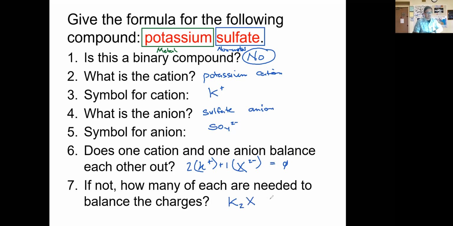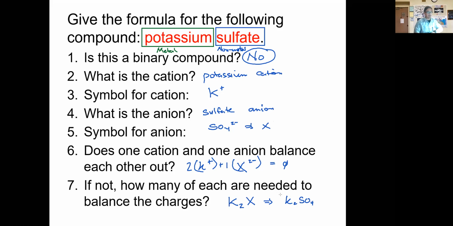So substituting back in the sulfate here. I'm going to just quickly replace the X with sulfate. Okay, substituting it back in. This is what we have. That is the formula then for potassium sulfate.